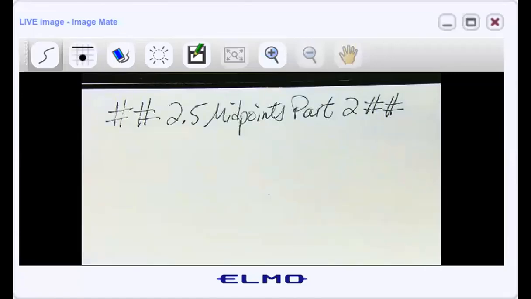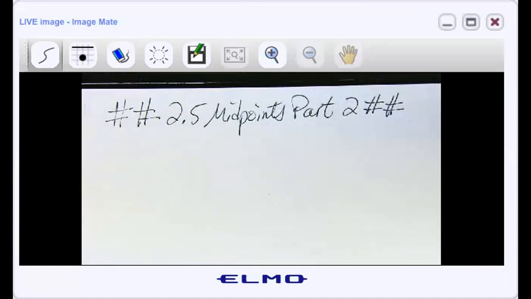Okay, so yesterday we talked about, hey, here's the two endpoints of a segment, find me the midpoint. And we found that by adding the x's together divided by 2, add the y's together divided by 2, and we got the coordinate for our midpoint. Today, I'm going to change it up a little bit.